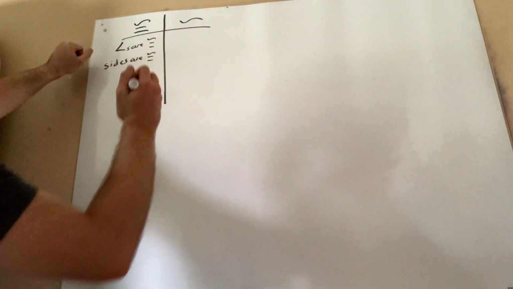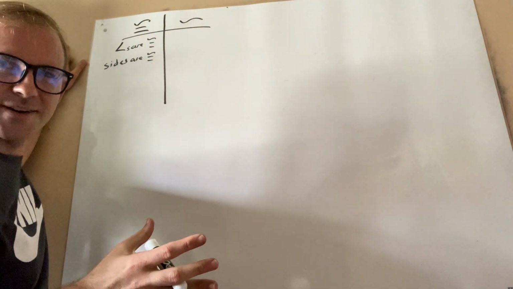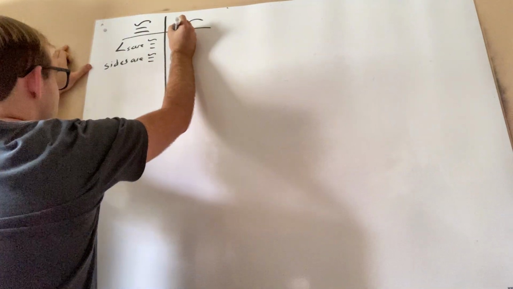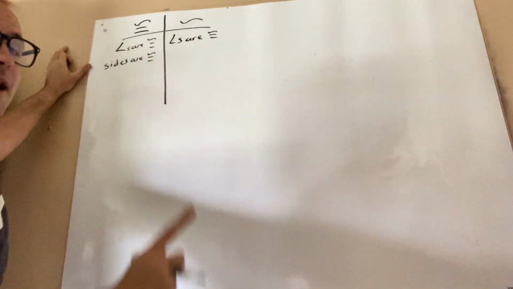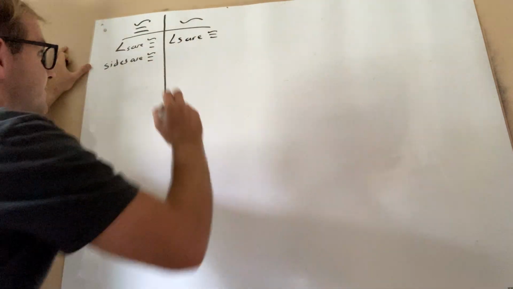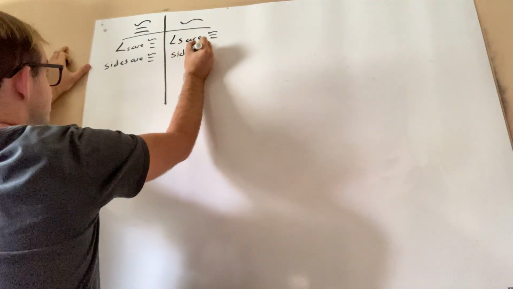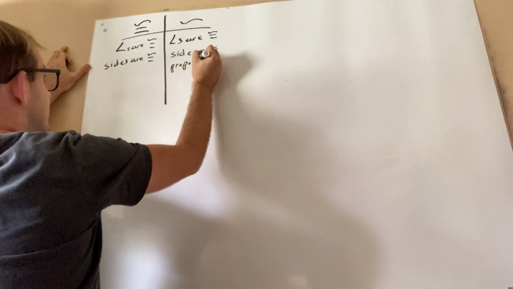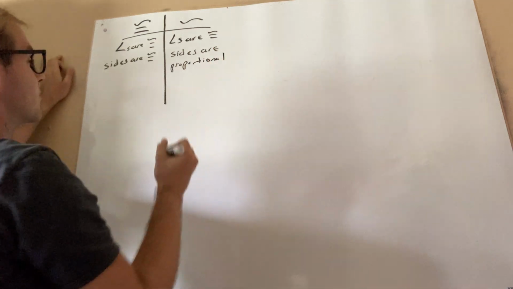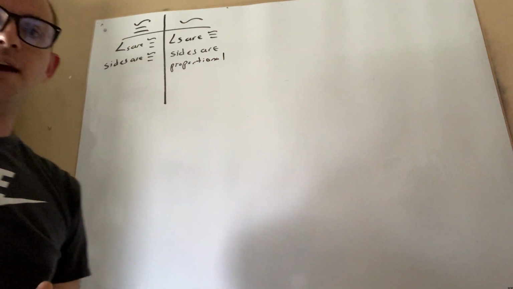By contrast, with similarity, there's actually some similarities and differences. So the angles are still congruent. However, the sides are not. The sides, and this is important, this is a key word that we must have memorized, the sides are proportional, okay?